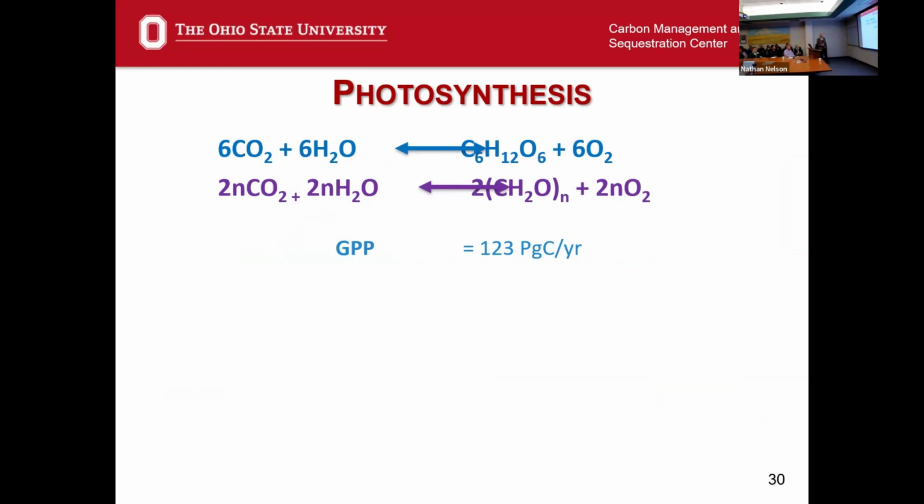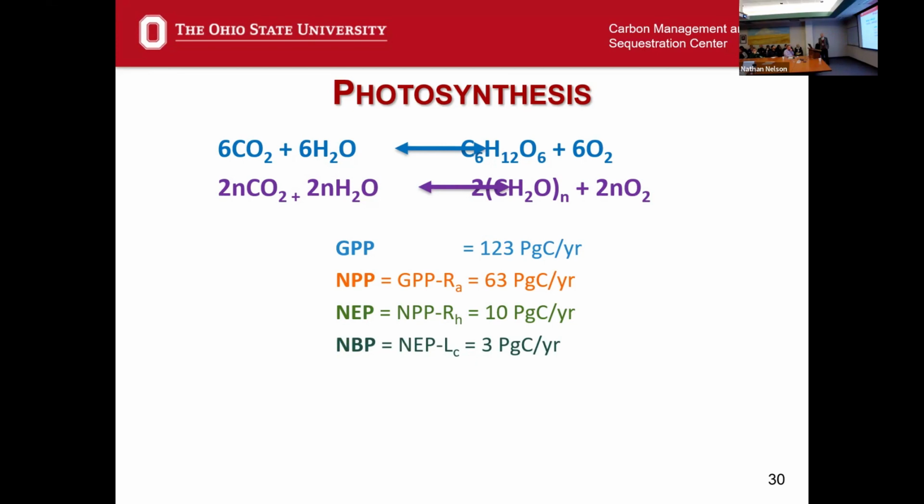So the gross primary productivity is 123 petagram of carbon per year. Remember, fossil fuel combustion is only 10. So what plants are manufacturing every year is 12 times what we are burning by fossil fuel. The trouble is the net primary productivity is only 63, net ecosystem productivity is only 10, and net biome productivity is only 3. So out of 123, only 3 at the most remains in the terrestrial biosphere for some short period of time. But the actual 123 is very important.